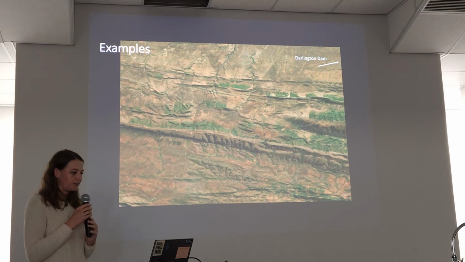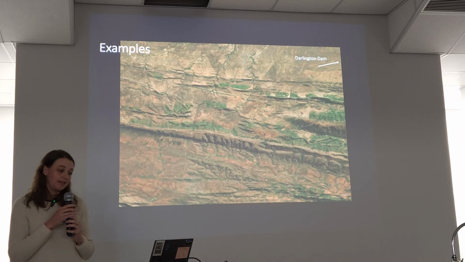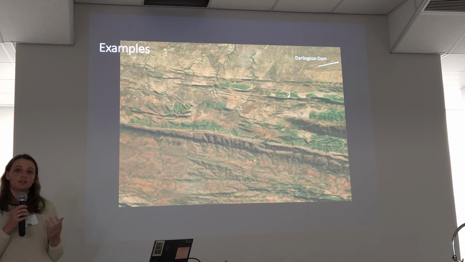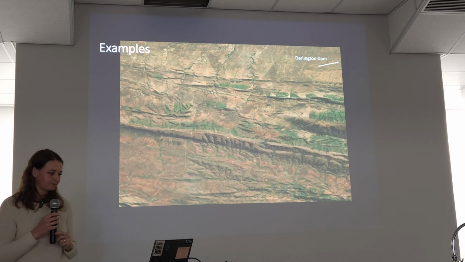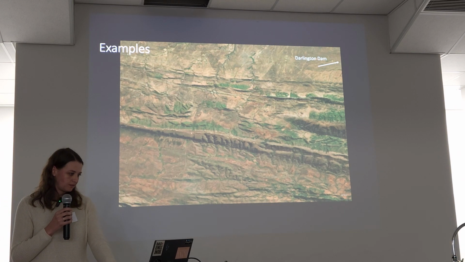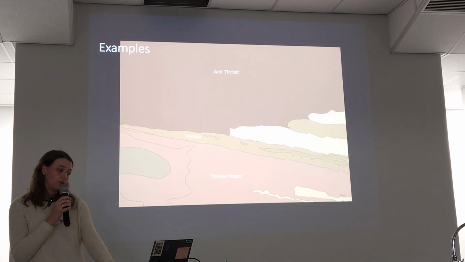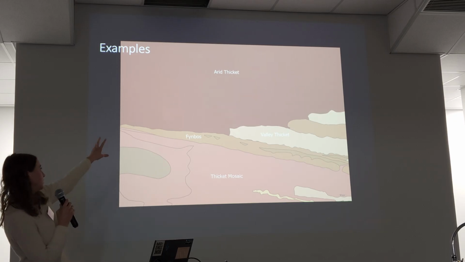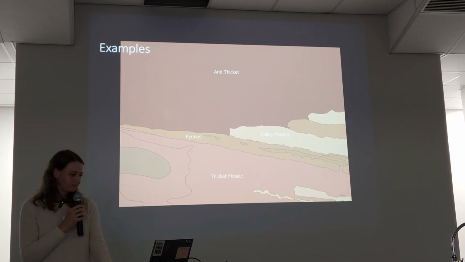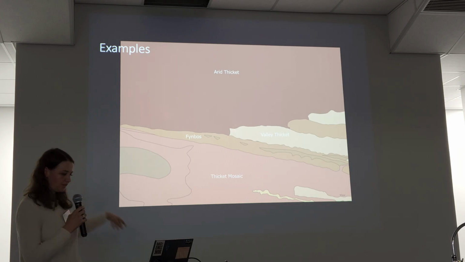So this is an area close to the Darlington Dam, and I just wanted to show you an example of what we can do with these phenometrics. This is just for context, the veg map around there. So I'm going to focus on the Arid Thicket at the top and purposefully avoid the mosaic at the bottom.